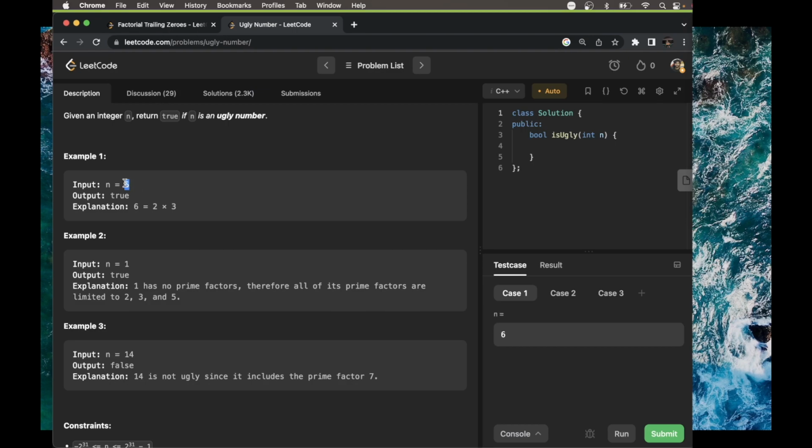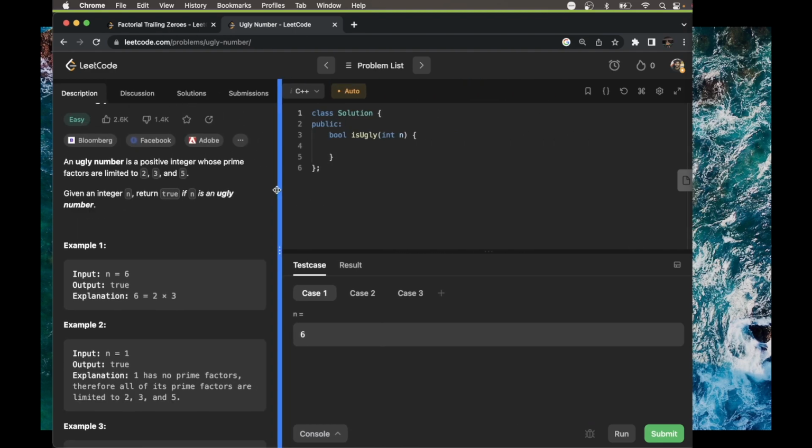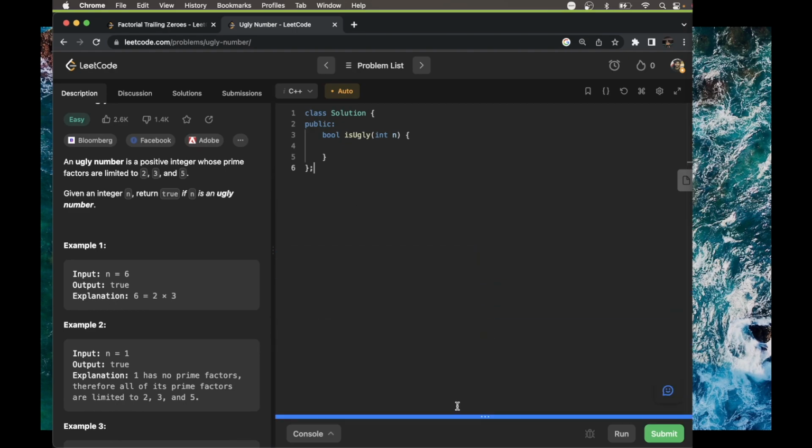For example, if you have 6, just check that the prime factors of 6 are only 2, 3, and 5. If you check for 14, then 14 has a prime factor 7. So 14 is not an ugly number. So let me just write it here. Let's say you get a number, for example 80. Now what are the prime factors of 80? Prime factors of 80 are 2 into 2 into 2 into 2 into 5.